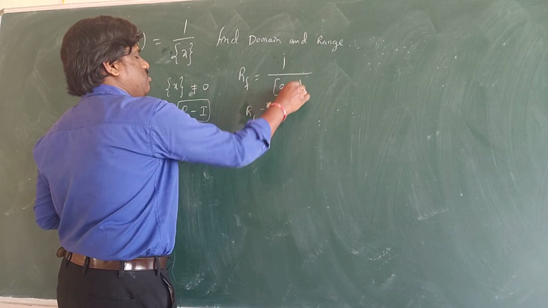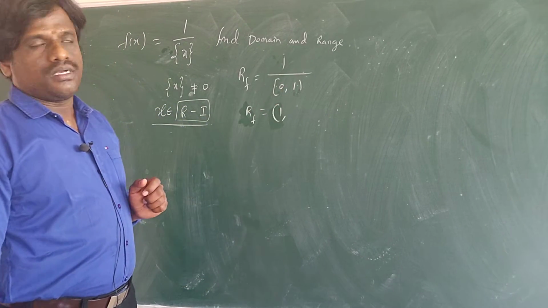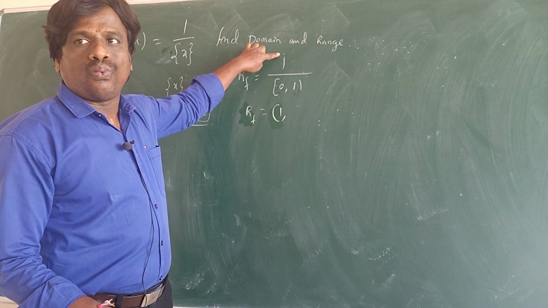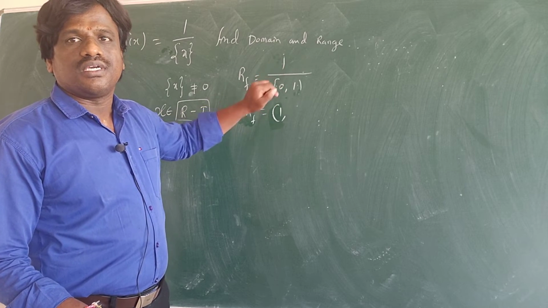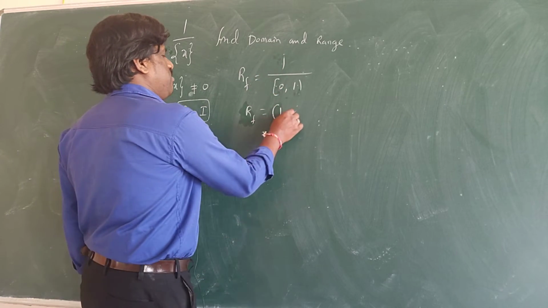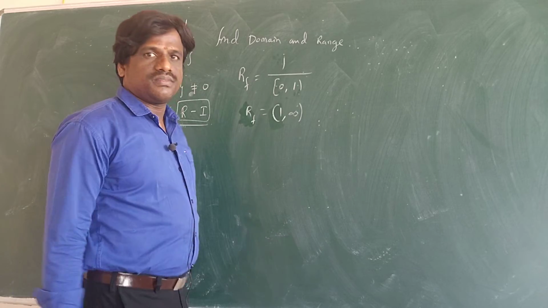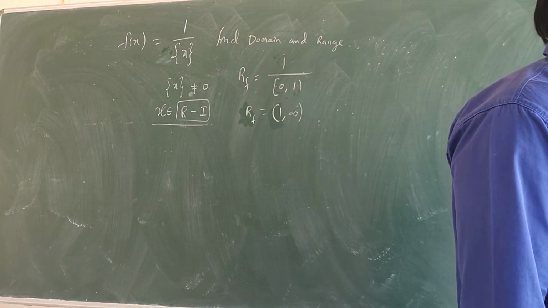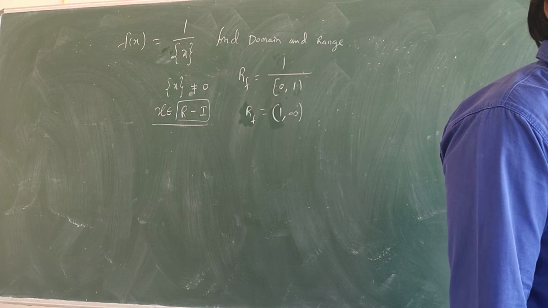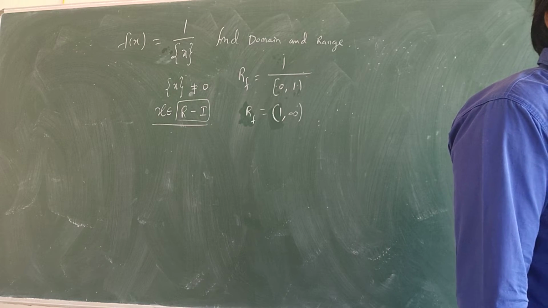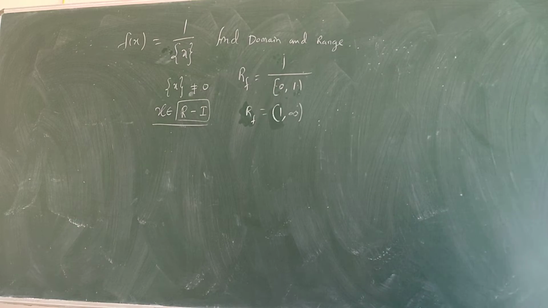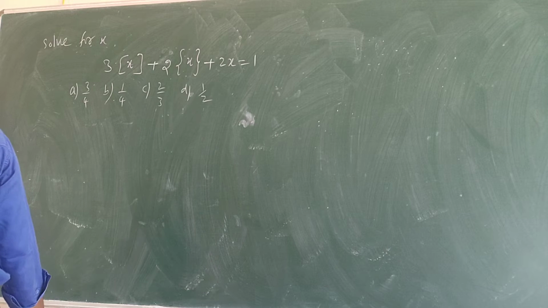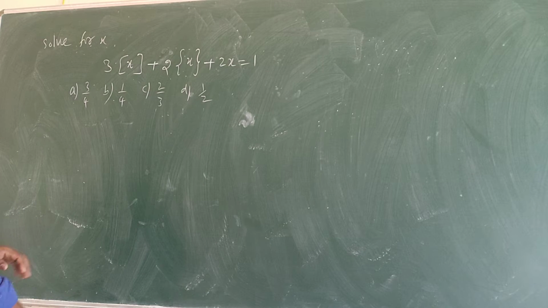Open interval is there, so I should keep this open. 1 by min will give you max. 1 by 0 is how much? Infinity. So the range of the function is 1 to infinity. Domain of the function is R minus integers. Done.